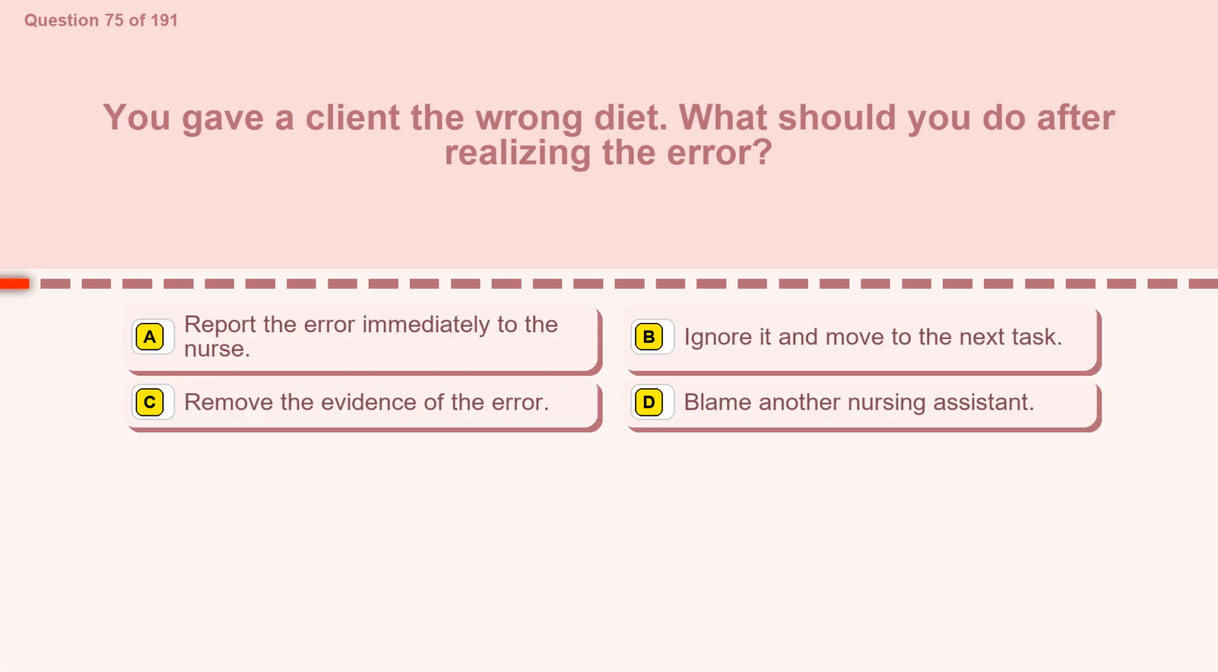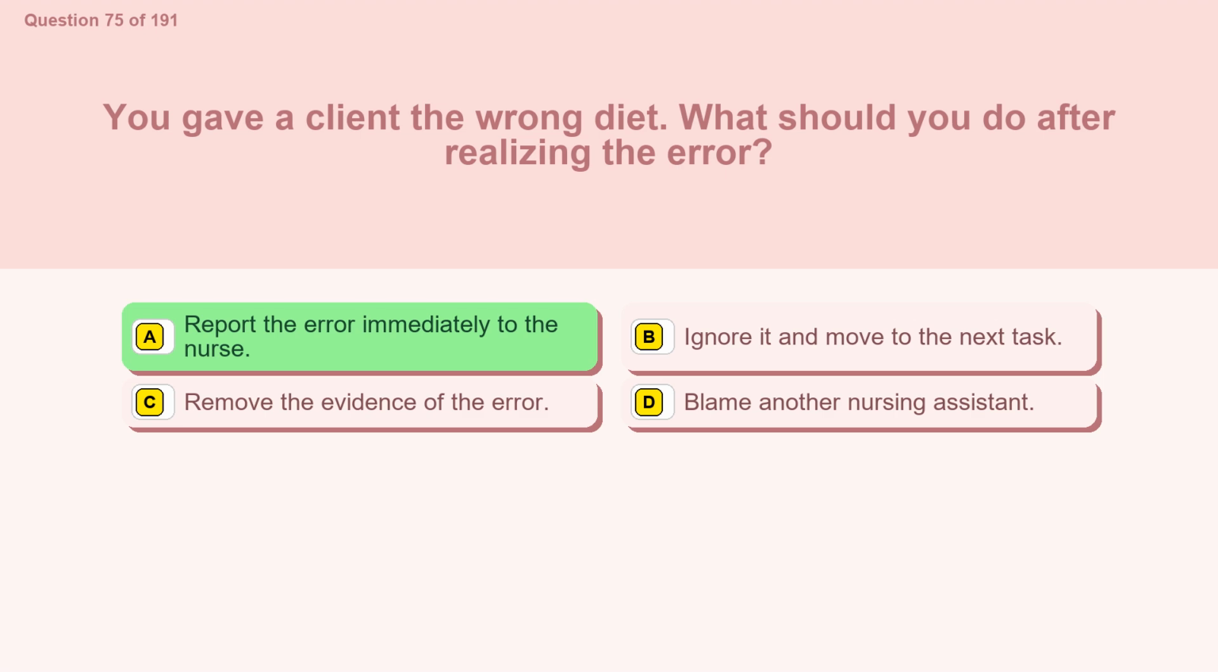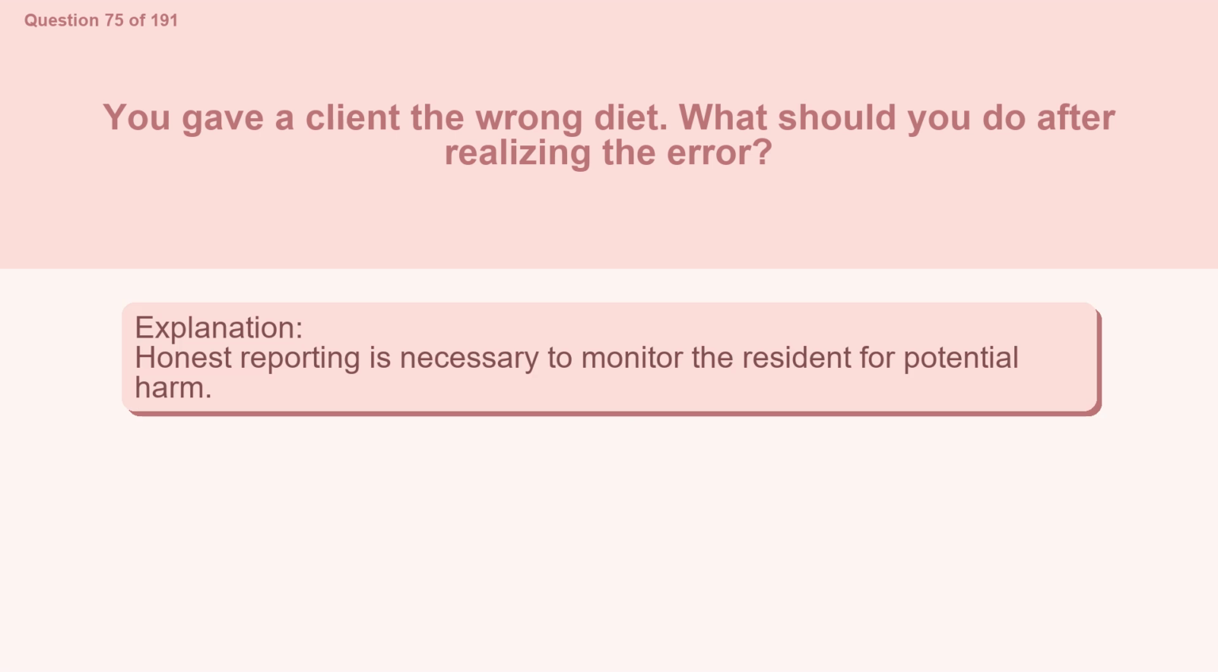Question 75. You gave a client the wrong diet. What should you do after realizing the error? Option A, report the error immediately to the nurse. Option B, ignore it and move to the next task. Option C, remove the evidence of the error. Option D, blame another nursing assistant. The correct answer is option A, report the error immediately to the nurse. Honest reporting is necessary to monitor the resident for potential harm.